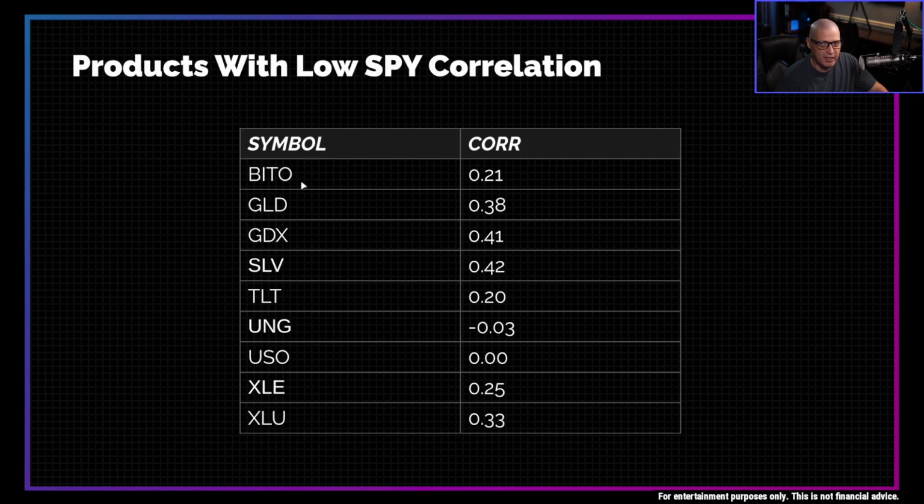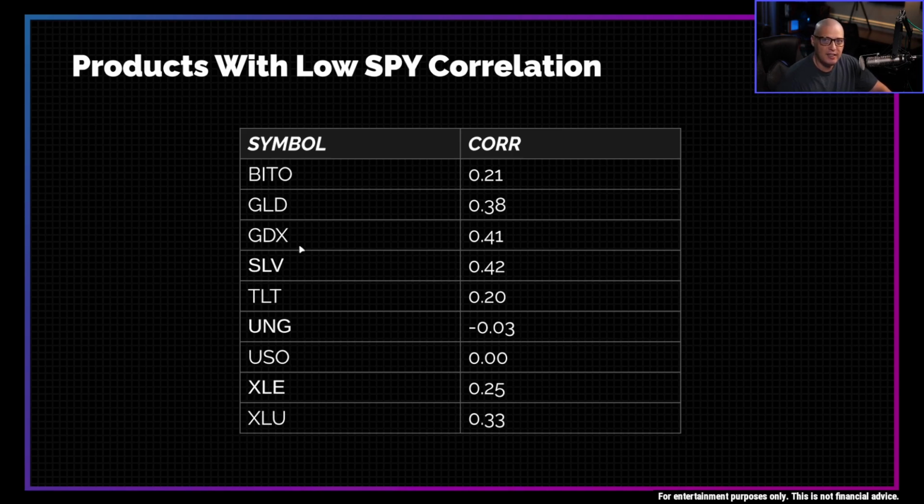That's actually mirroring the Bitcoin futures, I believe. And you see Bitcoin, the futures of Bitcoin, really don't have anything to do with the broader stock market. Correlation 0.21, that's not correlated really at all. Gold, GLD, that's the gold futures ETF as well, 0.38. That's a really low correlation.